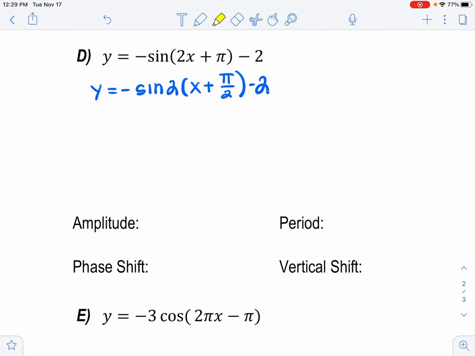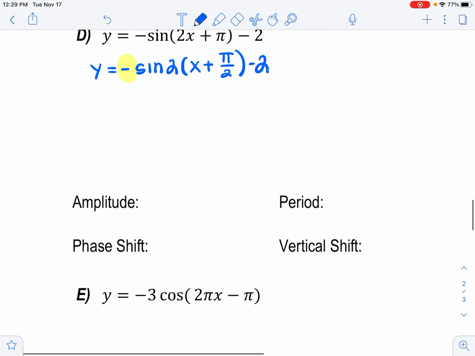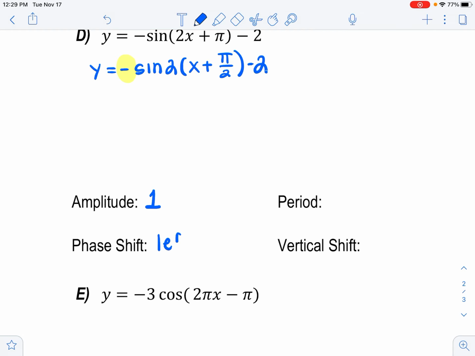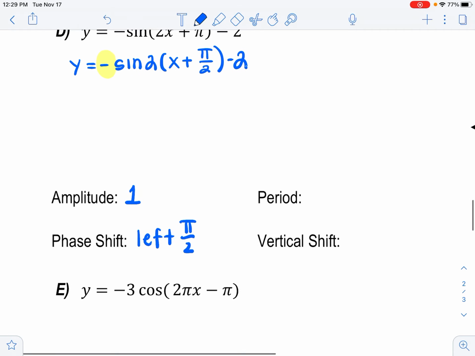All right, my amplitude on this, remember it's the coefficient in front of your sine function. I have a negative 1 in front of that, but remember it's the absolute value of that. So my amplitude is 1. You should never get that you have no amplitude on a sine or cosine function. They always have amplitude. All right, my phase shift, this is left pi over 2.